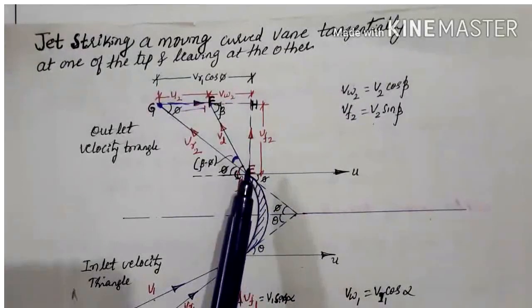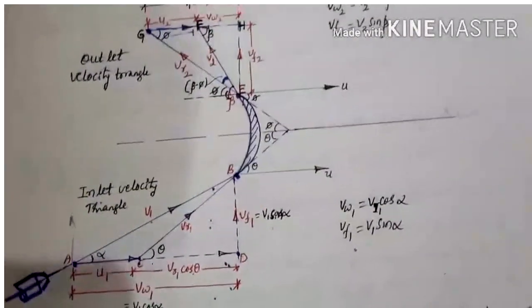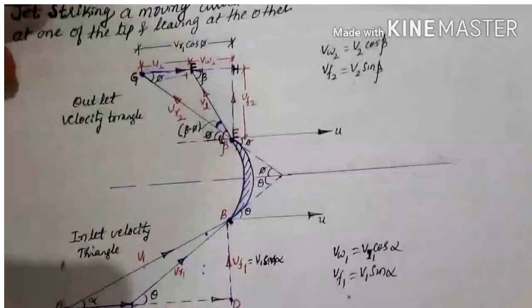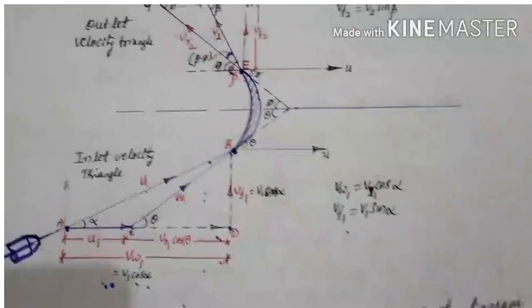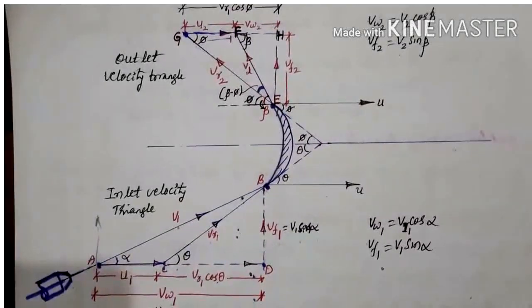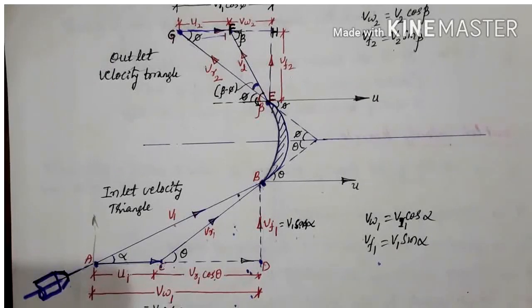Once we know all these things, we can easily get the force exerted by the jet on the vane and the work done by the jet on the vane. So with this concept of velocity triangle, I hope you understood. Try to understand it and practice drawing the velocity triangle. In the next part of this lecture, I'll be deriving the equation for Fx, the work done by the jet, and the efficiencies.